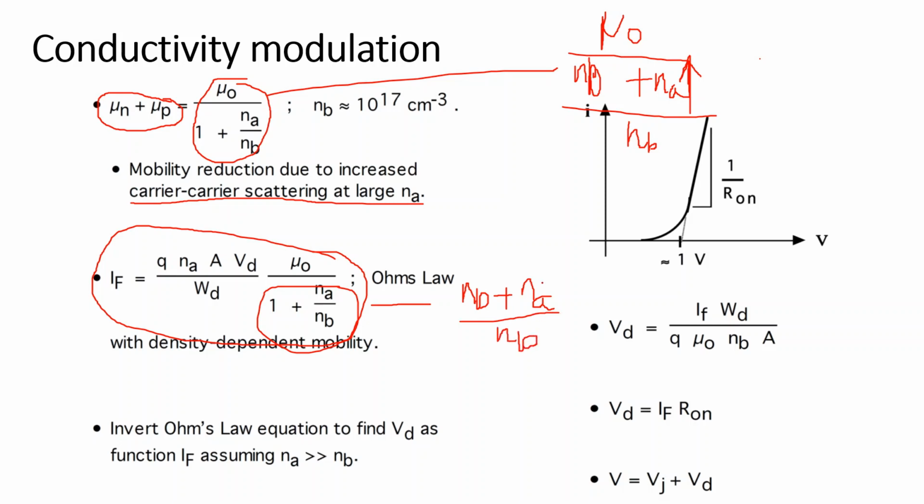Now if Na is very large as compared to Nb, you can neglect Nb. So this expression will become Na divided by Nb, right? Now this Na cancels out with this Na, and we are only left with Nb. And then with a little bit of rearrangement in your notes, you will get this expression, right?